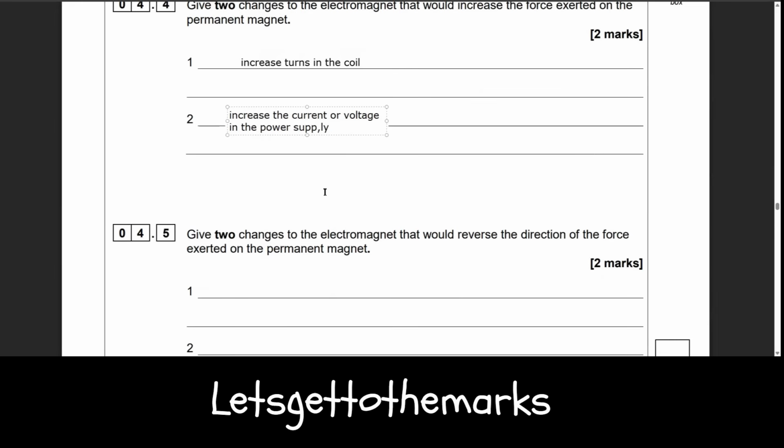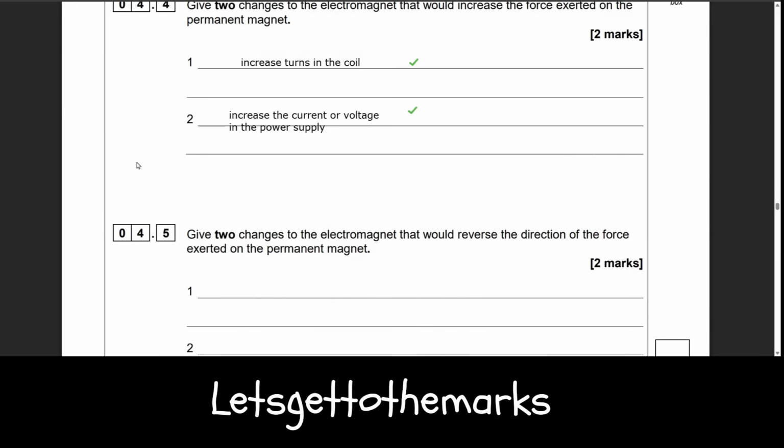Now, it does say give two changes to the electromagnet, so I don't think they would accept move them closer together. If we move them close together, that would increase the force. Maybe they'd allow that, but is that a change to the electromagnet, moving it closer to the permanent magnet? I'm not sure. But these are your best answers.